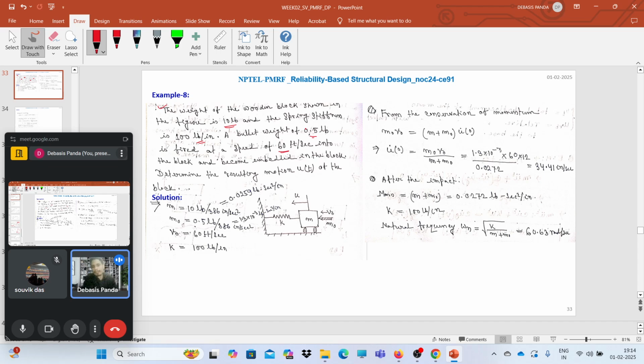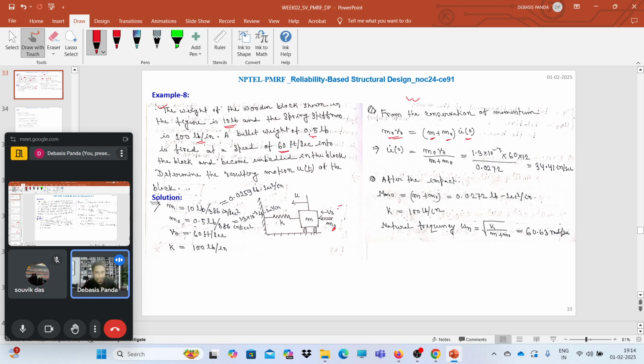Damping is also not present in there. So how can we calculate it? From the conservation of momentum, we know that m naught v naught, where m naught is the mass of the bullet and v naught is the velocity of the bullet, is equal to (m plus m naught), the total mass, into the total velocity of the system, because the bullet itself is providing the initial conditions, right? So the motion will be associated with the total mass of the bullet plus the mass of the system.